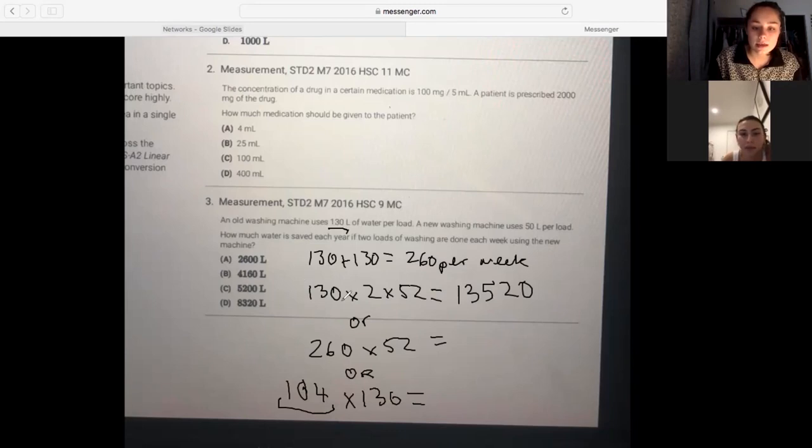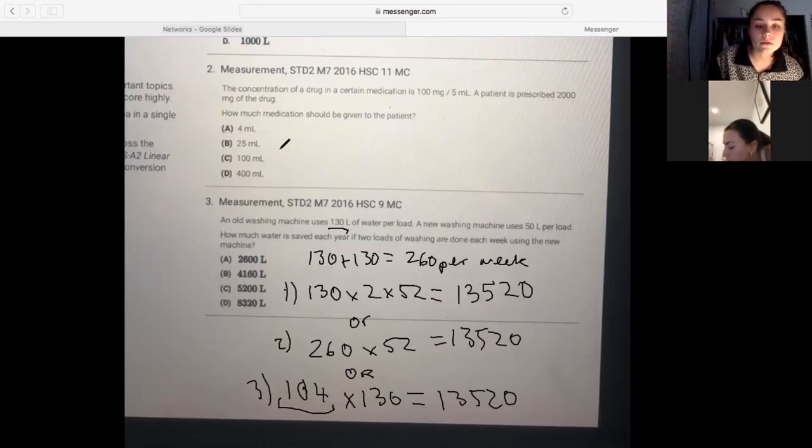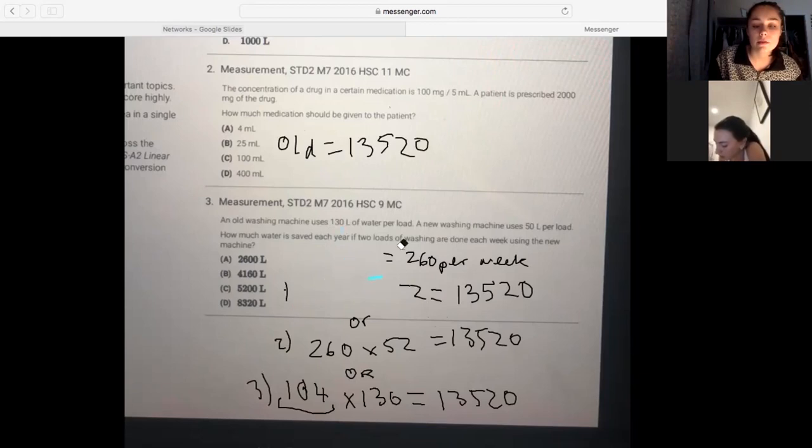Yeah. So these 3 things will each give the same thing. 1, 2, or 3. They're just different ways of writing them. Okay. Just depends which calculation you use. So it's 1, 3, yeah. So that's for the old one. And then for the new one, would I just do the same thing? Yeah, the same thing, but just use however much water that uses per load.